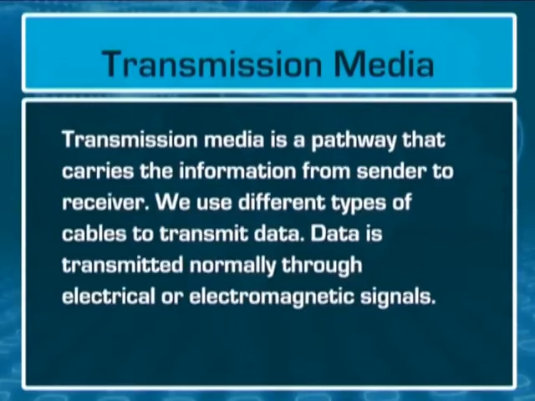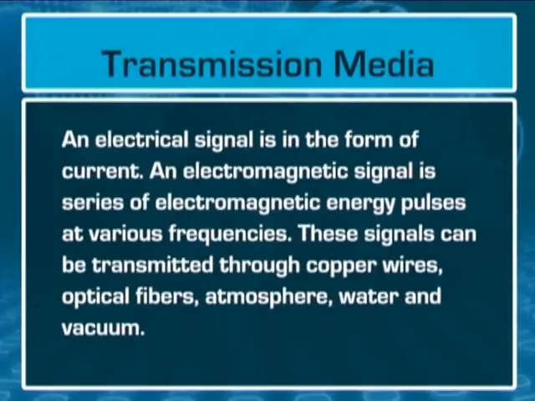Transmission media is a pathway that carries the information from sender to receiver. We use different types of cables to transmit data. Data is transmitted normally through electrical or electromagnetic signals. An electrical signal is in the form of current. An electromagnetic signal is a series of electromagnetic energy pulses at various frequencies.